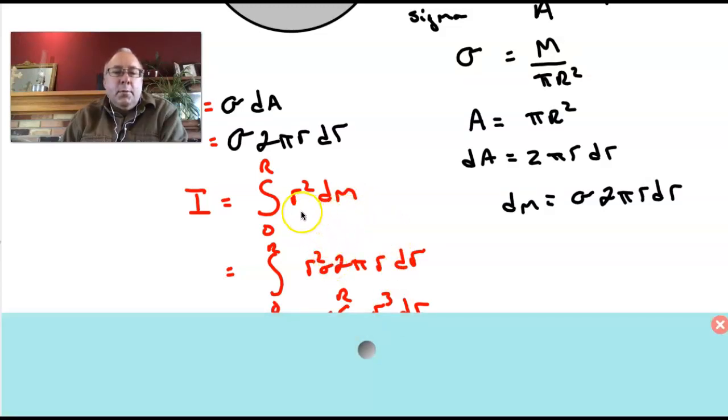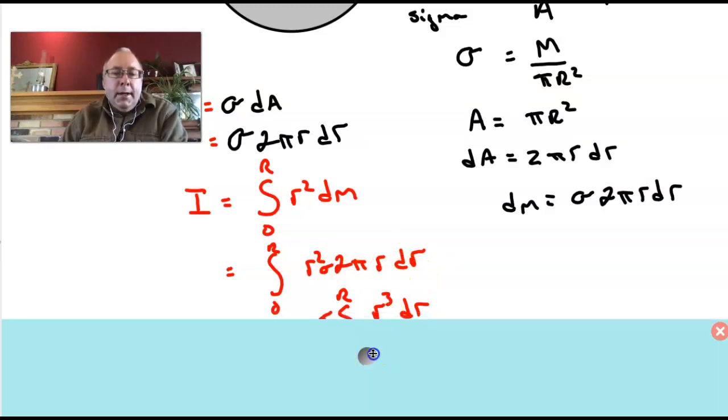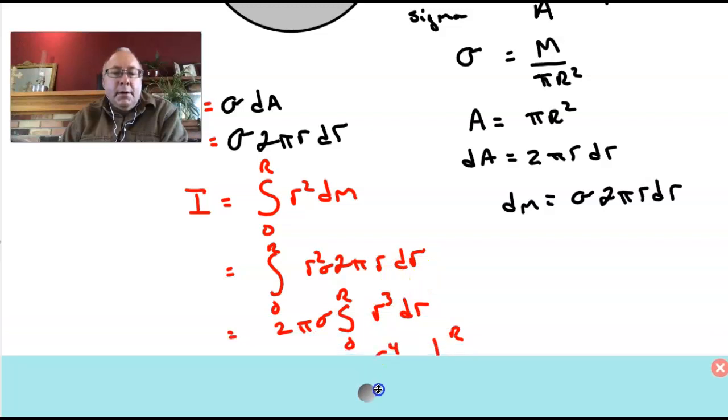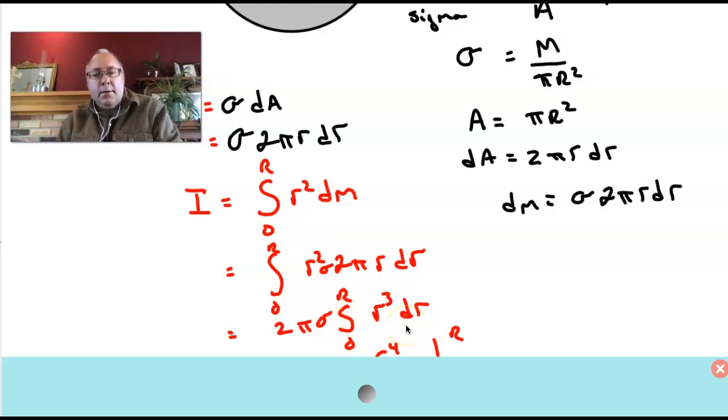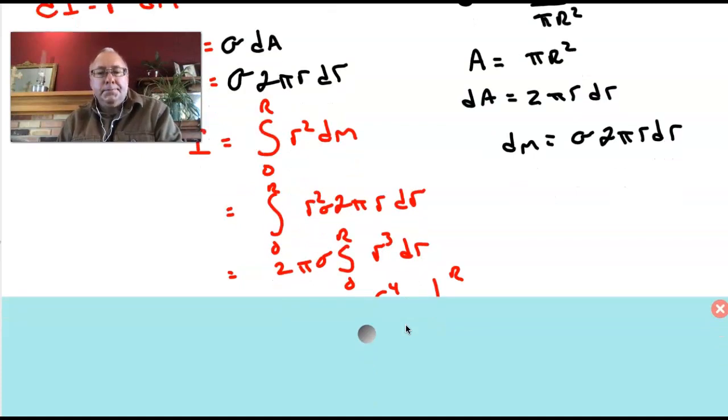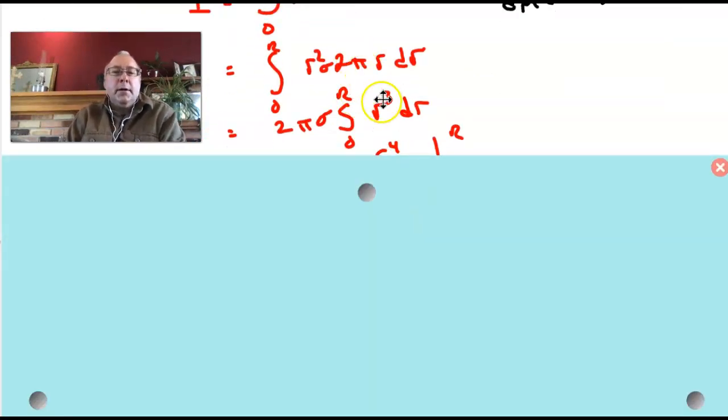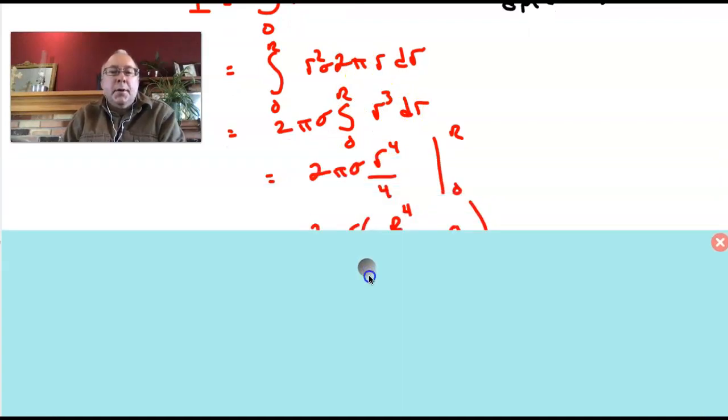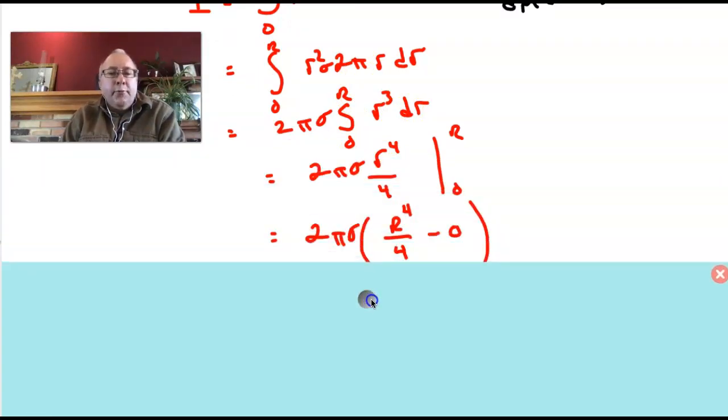Okay, so what we have is r squared dm. We substitute sigma 2 pi r dr in for our dm. And what we end up having to integrate from 0 to R, the entire radius of the disk, we can take the 2 pi sigma out, and it's going to be the integral from 0 to the total radius of the disk of r cubed dr. Okay, well, in that case, we kind of know how to integrate r cubed dr. That's not too bad, right? It's a polynomial. So that's r to the 4th over 4.